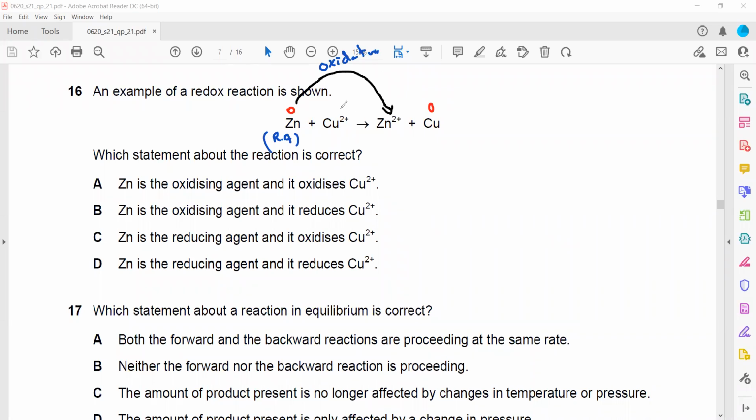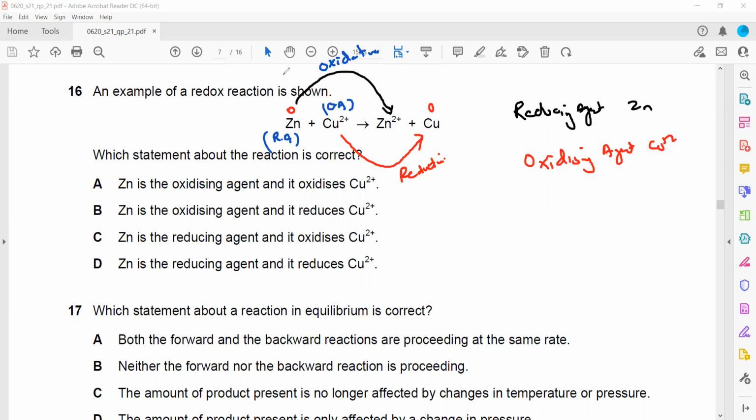When we check copper, copper is plus 2, it becomes copper 0. Plus 2 becomes 0. So that is reduction. And the substance in which reduction happened is an oxidizing agent. So zinc is a reducing agent, and the copper ion is an oxidizing agent.